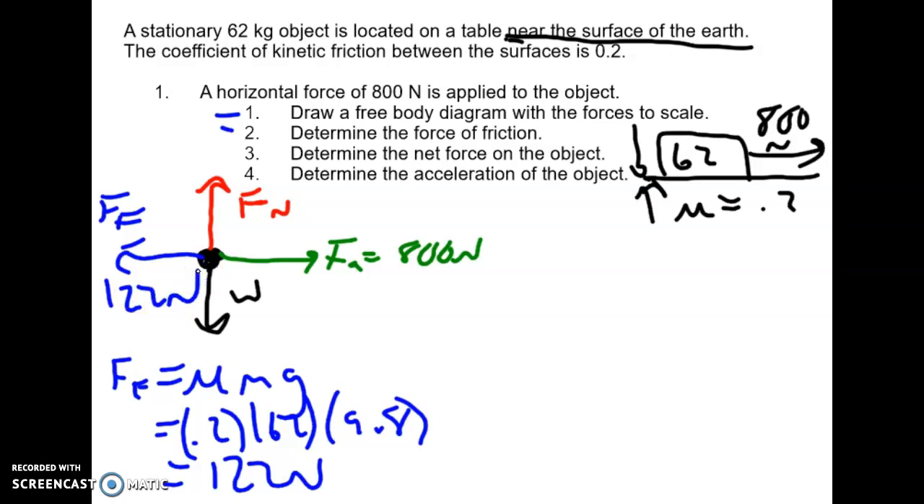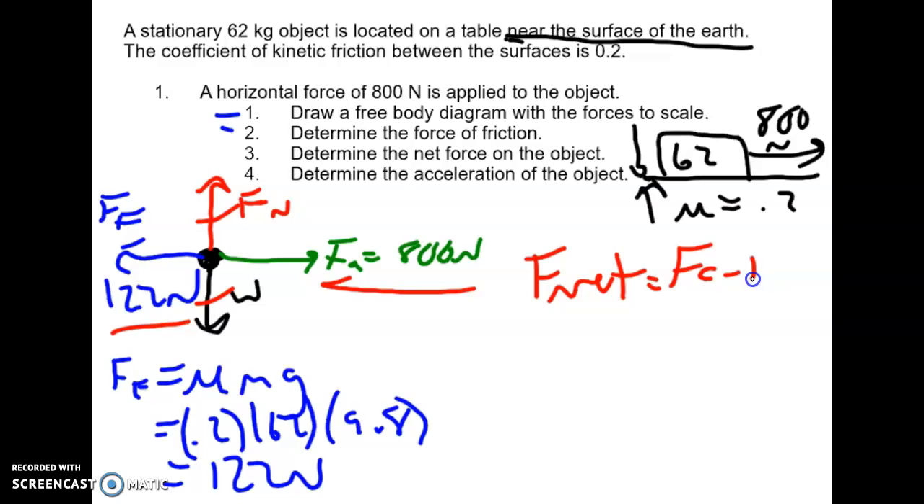So if I look at this and I want to do a quick evaluation, who wins, 800 or 122? If I do a sum of forces and try to determine what's called the net force, the net force is going to be the difference in the forces in the horizontal. In the vertical, they cancel each other out. So it's going to be FA minus FF, which is equal to 800 subtract away the 122. If I do that math, the net force is equal to 678 newtons.